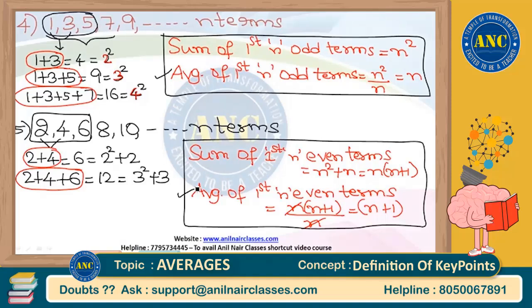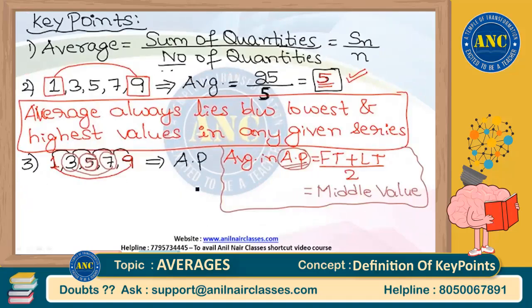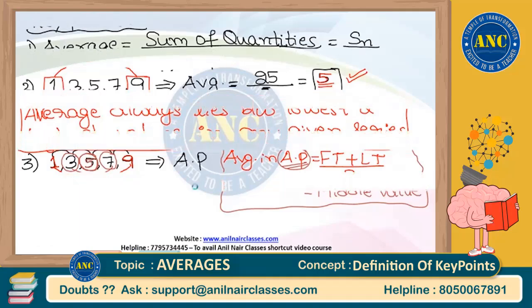Idea clear, sir? Average of first n odd terms is n, average of first n even terms is n plus 1, and it is also understood that average always lies between the lowest and highest values in any given series. A beautiful understanding says that average in arithmetic progression is first term plus last term by 2, or second term plus second last term by 2, or third term plus third last term by 2, or in general it is nothing but the middle value, right? It is nothing but the middle value. I believe that it is very, very clear for you people.